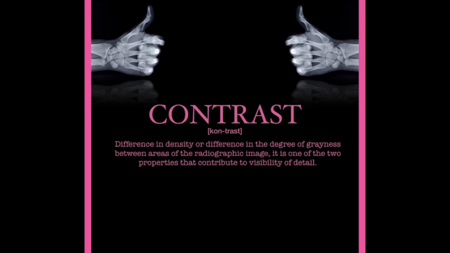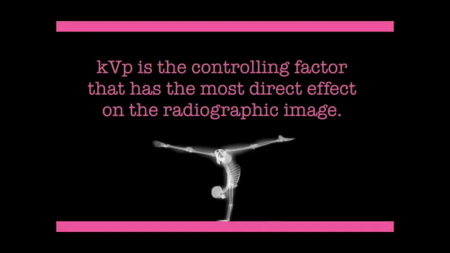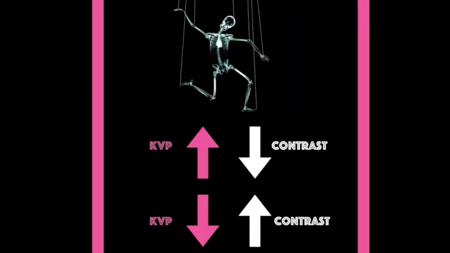Contrast is the difference in density or difference in the degree of grayness between areas of the radiographic image. It is one of the two properties that contribute to visibility of detail. KVP is the controlling factor that has the most direct effect on the radiographic image. An example being, as KVP increases, contrast decreases, or as KVP decreases, contrast increases.